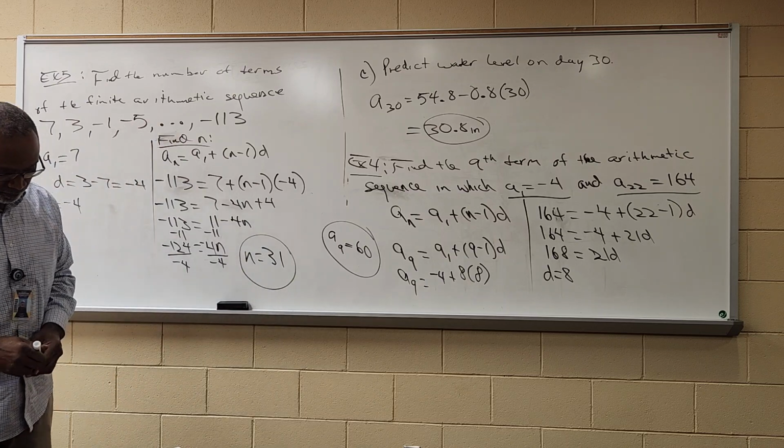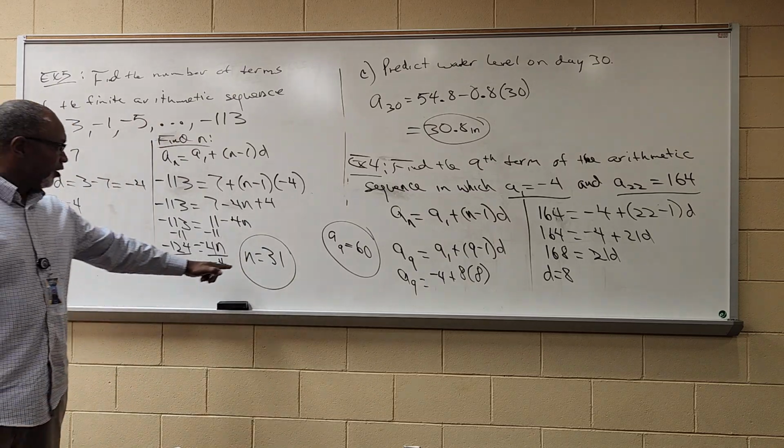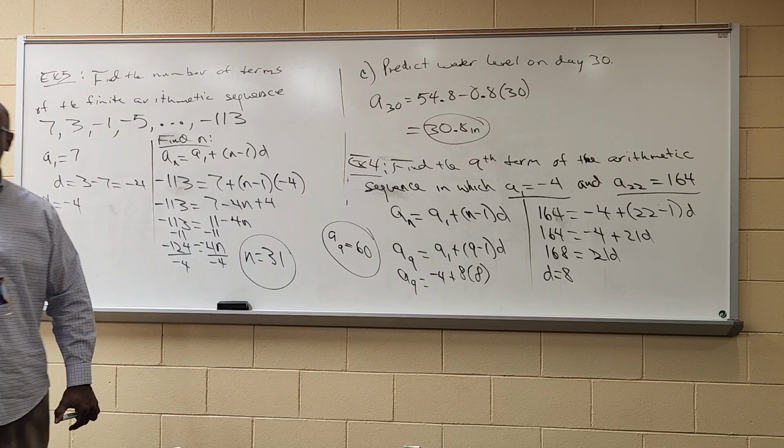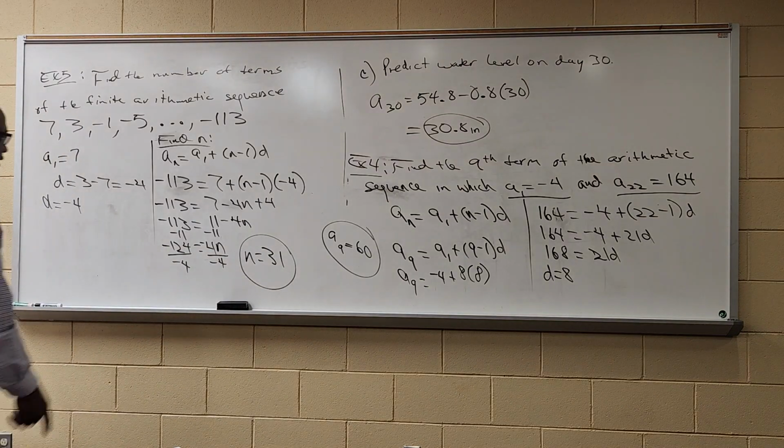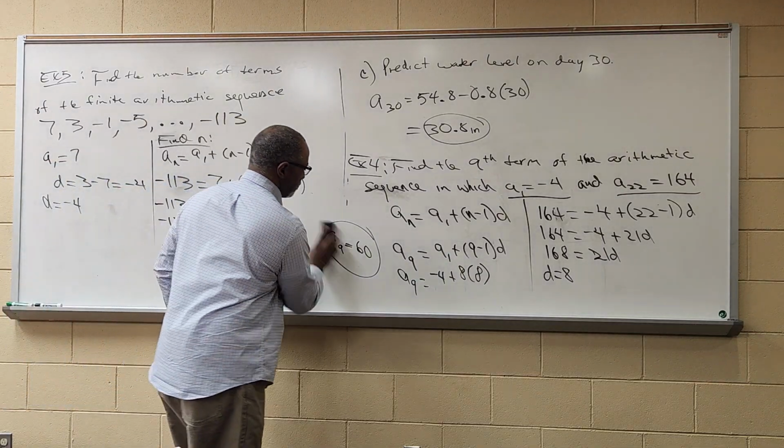31. And you better get a positive number for N. N has to be positive. The number of terms in any sequence, finite or infinite, has to be a positive quantity. N turns out to be 31.